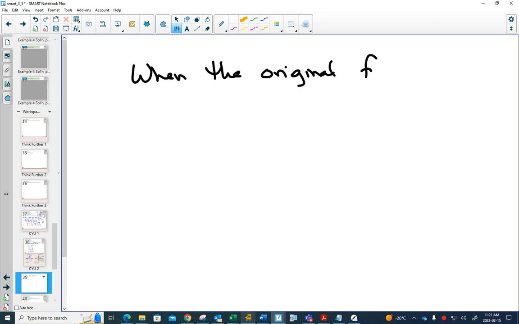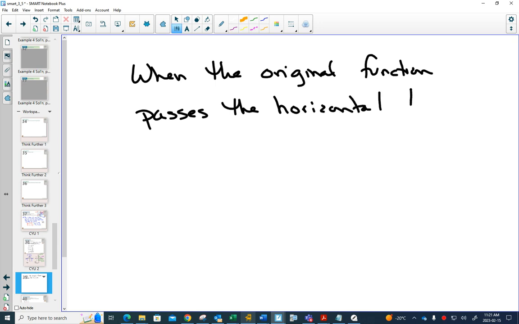At the bottom of page 239, where it says think further, it asks, when is the inverse of a function also a function? And the answer to that is, you can write this in that space, when the original function passes the horizontal line test. So the example that we just did, can you see that the original function was a parabola?